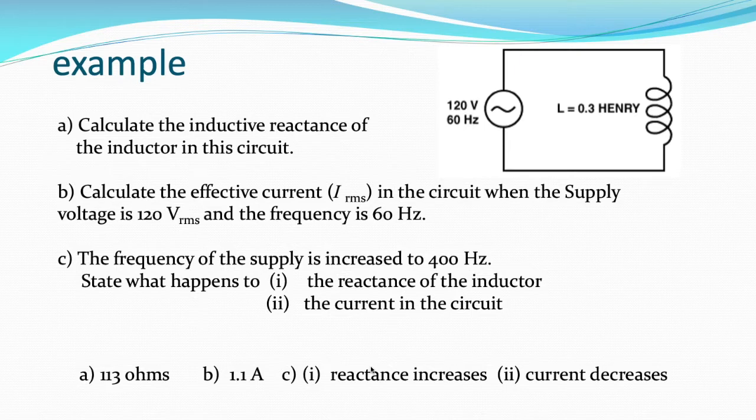Now in this case, if the frequency is increased, the reactance is going to increase because XL equals 2 pi FL. So if F goes up, XL goes up. The reactance goes up. And if the reactance goes up, what happens to the current in the circuit? The current will decrease.